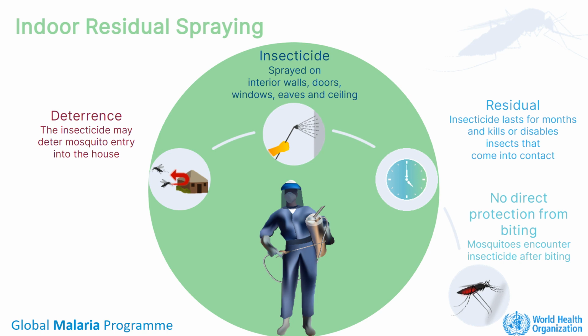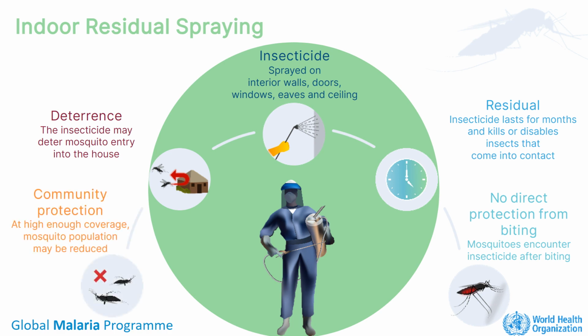So, IRS does not provide direct personal protection from mosquito bites, but instead reduces the mosquito's lifespan, making it less likely for the mosquito to transmit malaria. When coverage is high enough, IRS decreases the size of the mosquito population and provides an overall community benefit.